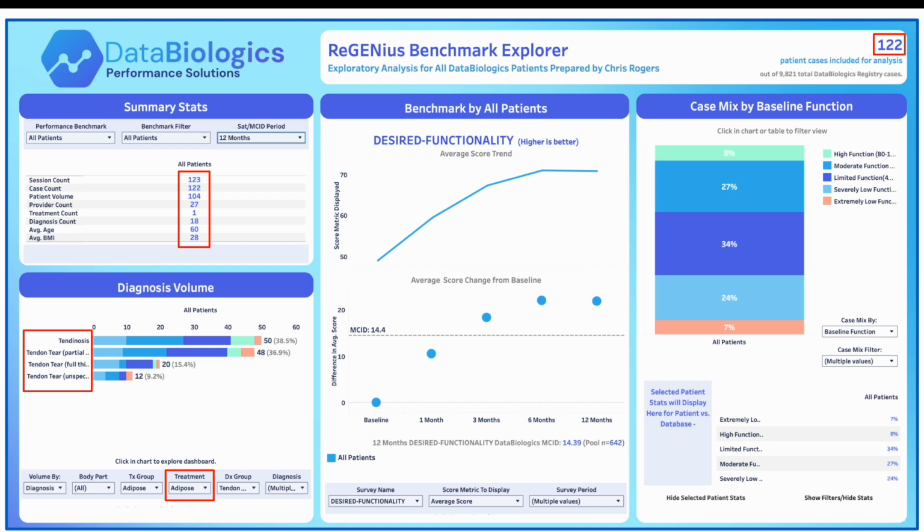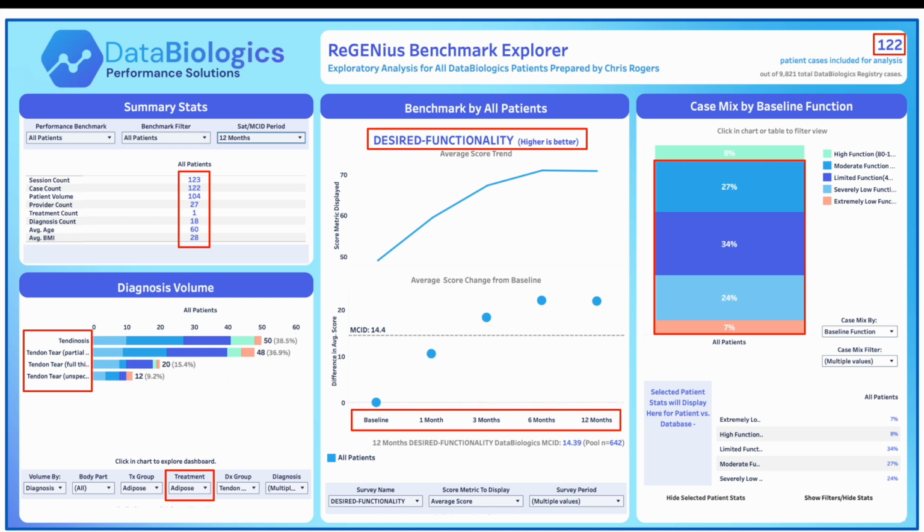Their average age was 60 years of age, and you can see the severity is pretty much in the moderate to high group, with only 8% being in the high function group. And we're able to look at the desired functionality. This is a scale developed by Dr. Malenga, and we look over a 1-year timeline, and we can see that those patients are able to exceed the minimal clinically important difference at about the 1 to 2 month time point. So this is showing very good efficacy for those patients with more advanced tendon disease.